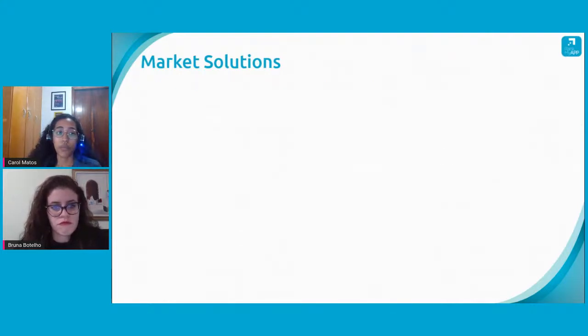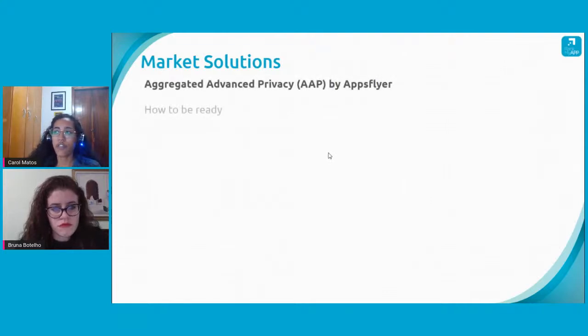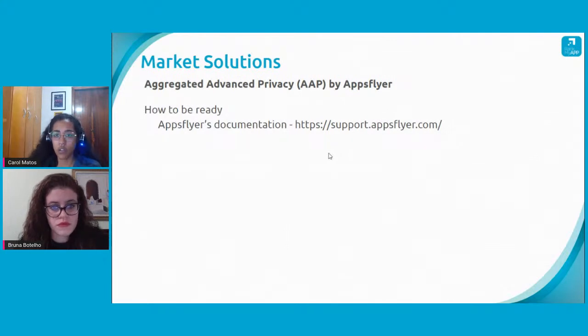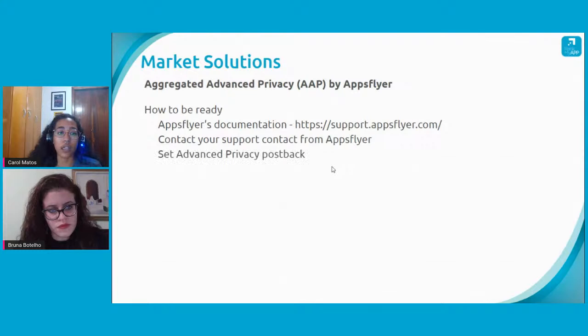So I brought here how to make the settings for the AppsFlyer aggregated advanced privacy. To make all these settings on AppsFlyer and be aligned with this new format, you can start by checking AppsFlyer's documentation on this website. They have complete, detailed information on how it is working, what information we receive, and what we have to do to be aligned. And also contact your AppsFlyer support, and they will assist you with the postback and updating everything necessary for more accurate attribution, right?